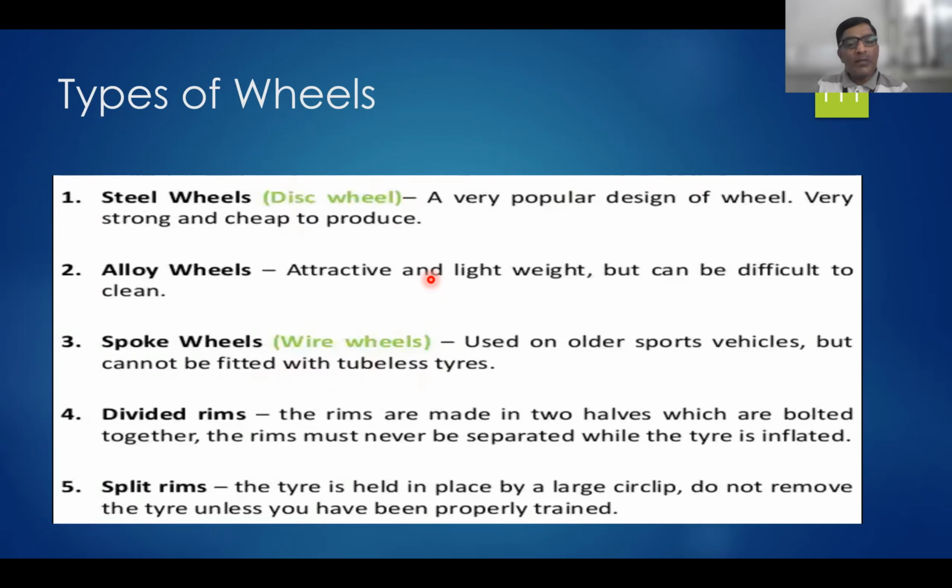Then divided rims, another type of wheel wherein rims are made in two halves, so that means two parts bolted together. And the fifth one is the split rim, wherein the tire is held in place by large circlips. These circlips are used to hold the split rims. So this is about types of wheels.